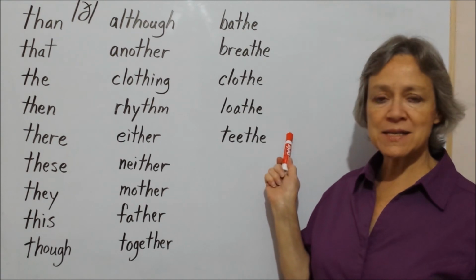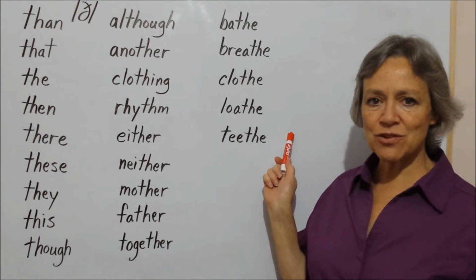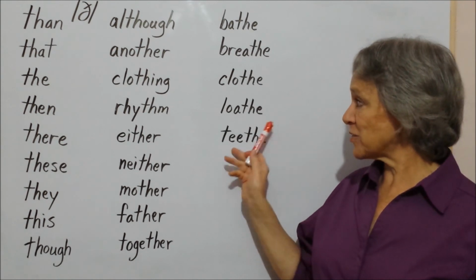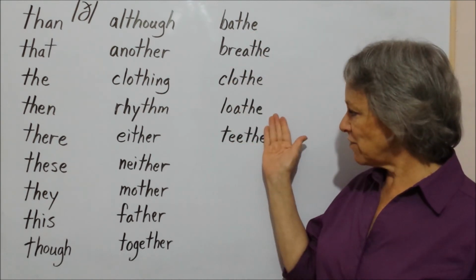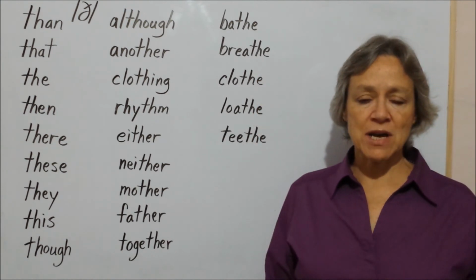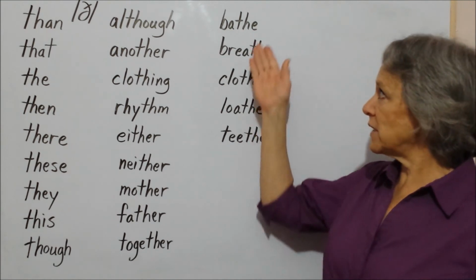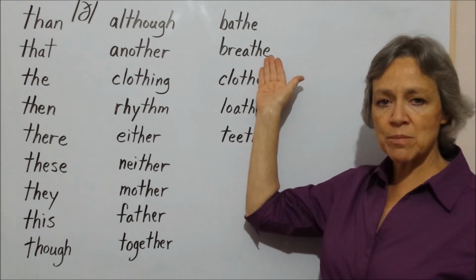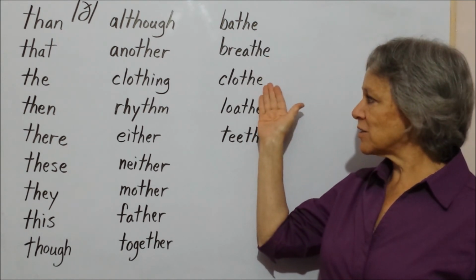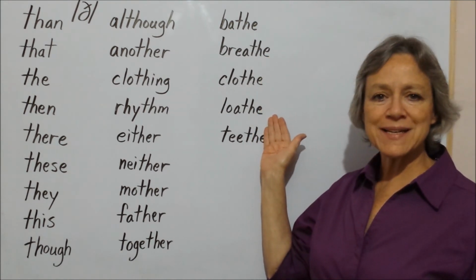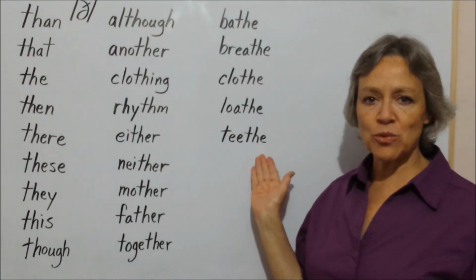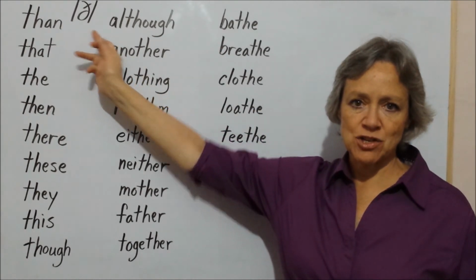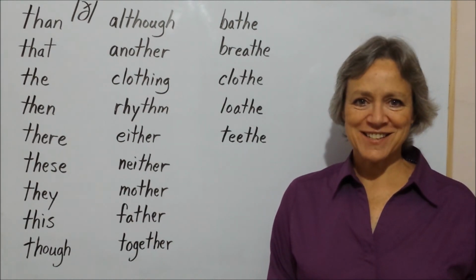Notice that each of these ends in the letters T-H-E. And as I said earlier, the letter E is silent in these words. Also, they are all verbs. If I take the E off of any of these, then the TH sound changes to the voiceless TH. So if I take the E off of this, it becomes bath. This would become breath. This would become cloth. This would become loath. And this would become teeth. However, I do have them up here with the letter E. These are all verbs, and they all have the voiced TH pronunciation. Let's move on to sentences.